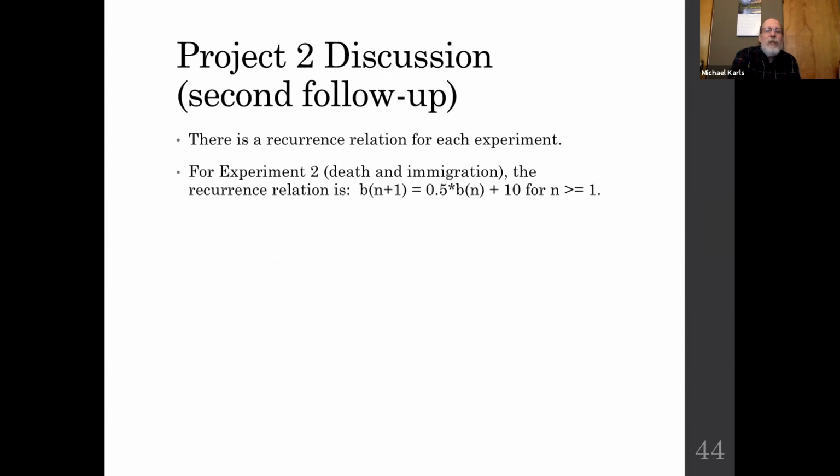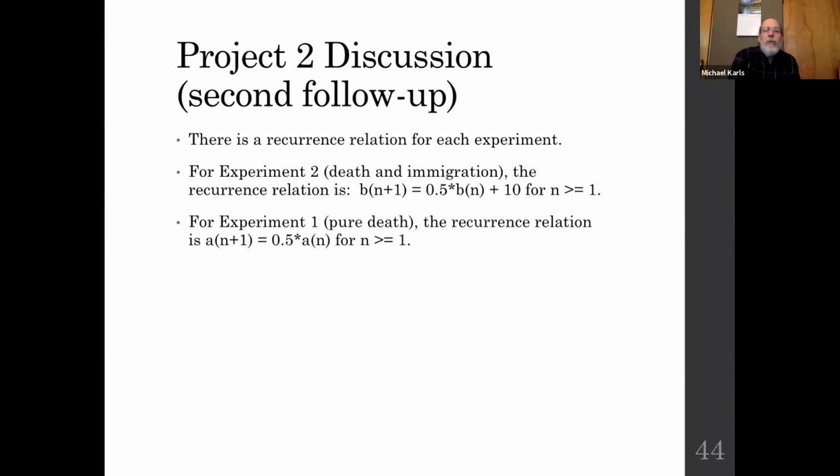So then I added some more discussion. I let them know there's a recurrence relation for each experiment. And then, what should be the recurrence relation for the second experiment? What should be the recurrence relation for the first experiment? And then I also indicated that if n is 0, these things work as well.